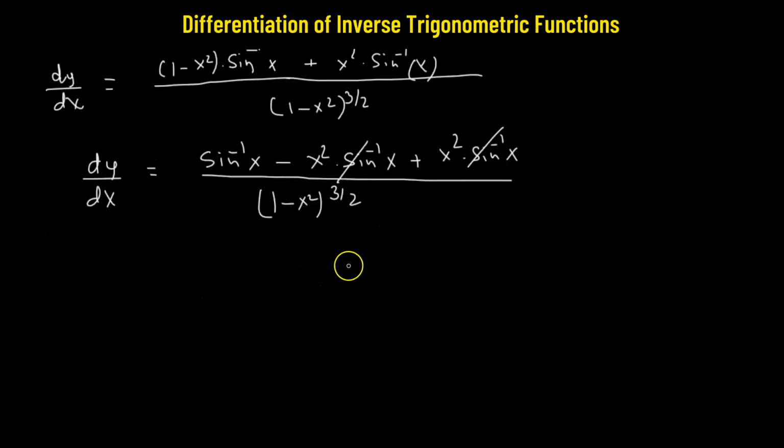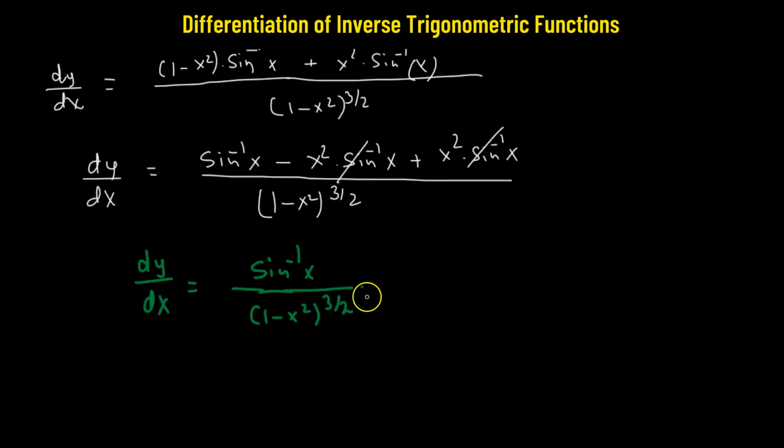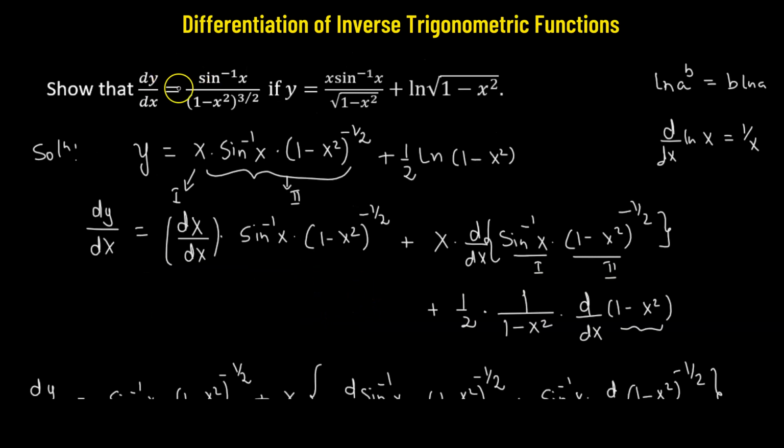So we get dy over dx equals sine inverse of x, whole thing divided by 1 minus x squared whole raised to the power of 3 over 2. So this is what we are asked to prove: dy over dx equals sine inverse of x divided by 1 minus x squared raised to the power of 3 over 2. Yeah, so this is correct. Thank you.